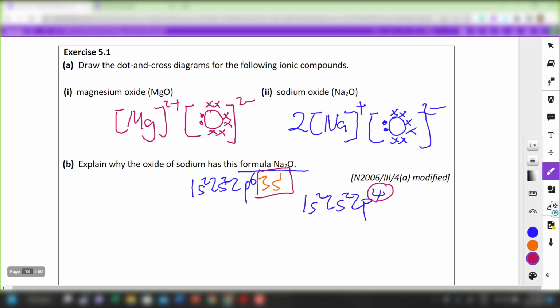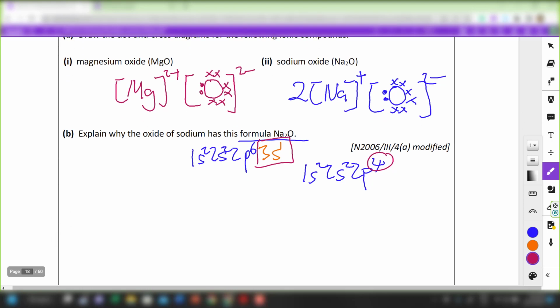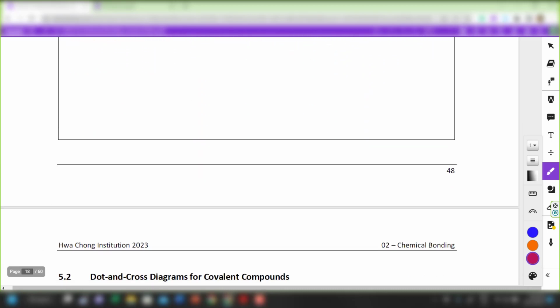So because of that, sodium needs to lose 1, oxygen needs to gain 2. So in order to gain 2, I need 1 O2- interacting with 2 Na+, because for every 1 oxygen, I will need 2 sodium in order for the electrons from each of the sodium to be gained by the sole oxygen atom. Okay, so that will be part B.